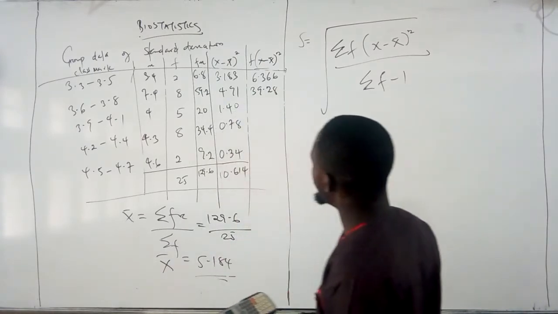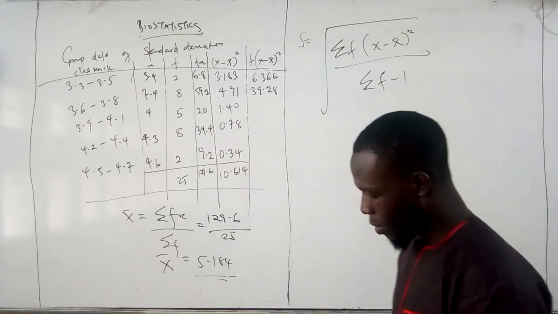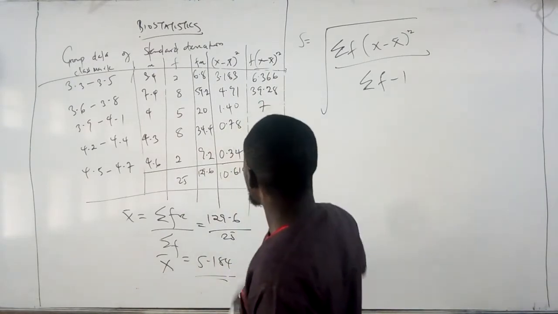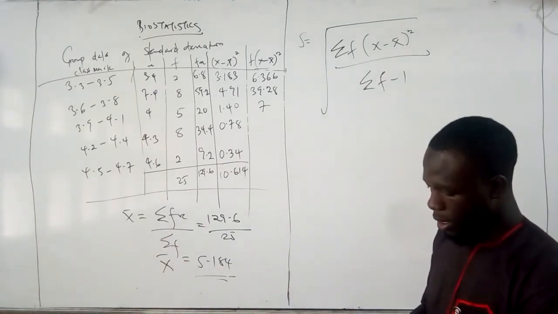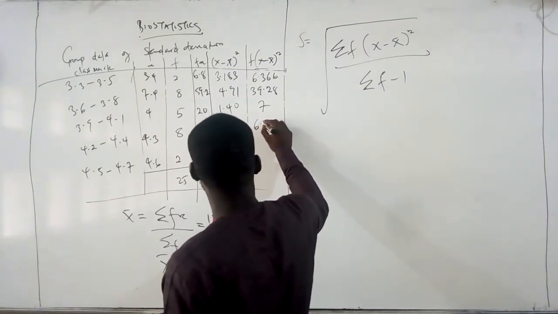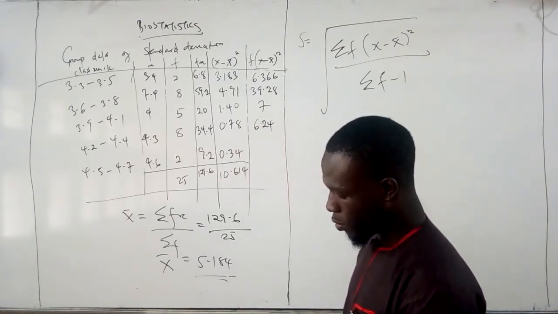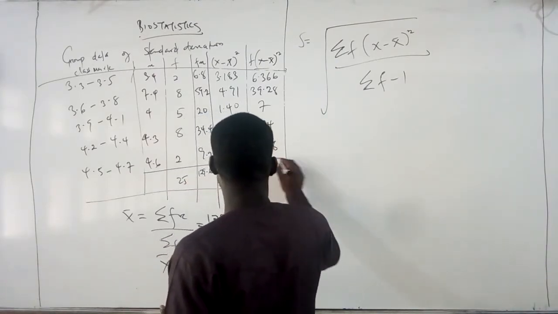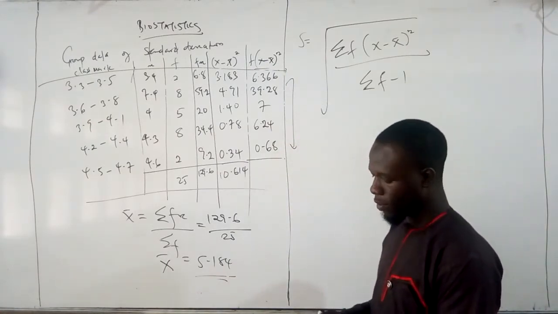And the third value, which is your 5 times 1.40. What are you going to have? 5 times 1.40, you're going to have 7. Then you have your 8 times what? 0.78. 8 times 0.78, you're going to have 6.24. Then you are going to have 2 times 0.34. 2 times 0.34, you are going to have 0.68. And we are going to add everything together. So adding everything together now, what are we going to have?